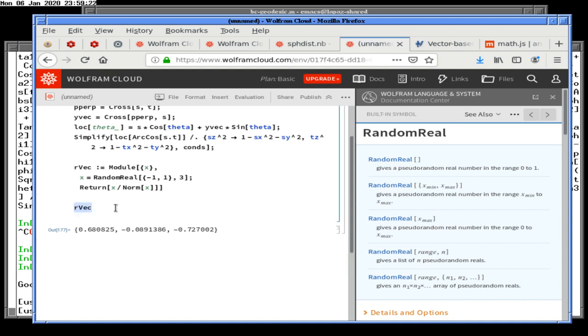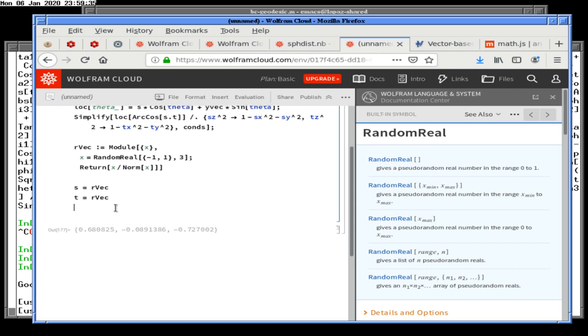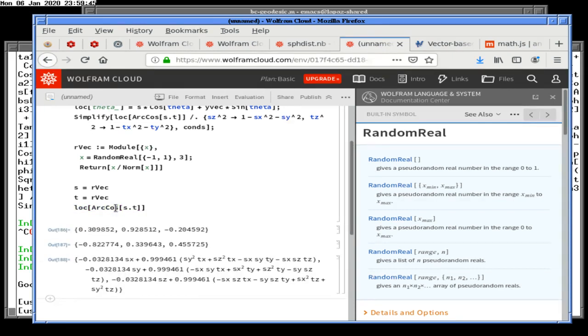So now what we can do here is we can say S equals RVec, and we do want that printed out. T equals, now this is going to be a different RVec because each time an RVec is called, it returns a different vector. Okay, and now we can see if we're getting sort of what we expect. Wait, what? Oh, right, sorry, this is actually TX, TY, TZ. I keep forgetting.